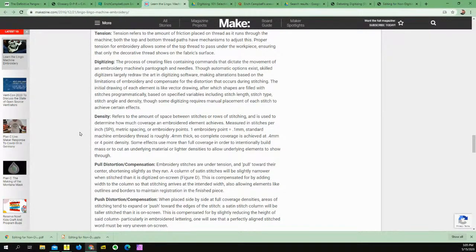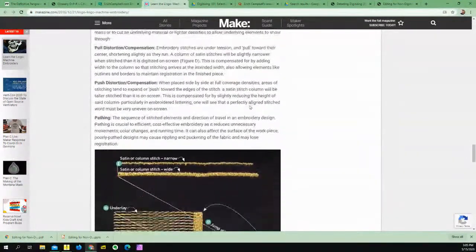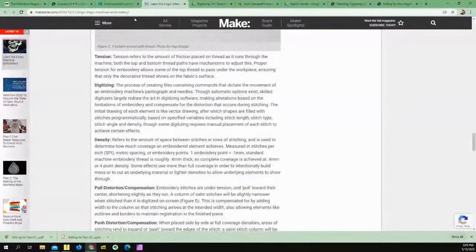What I will say, however, is that density can be confusing to people. Why is density confusing? Mostly because we have different measurements. The thing is, the measurements really aren't that different. They're not that strange. What you're going to see here is that we're talking about embroidery points. With embroidery points, we know that an embroidery point is 1/10 of a millimeter.